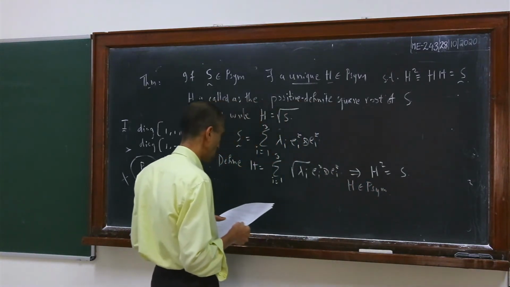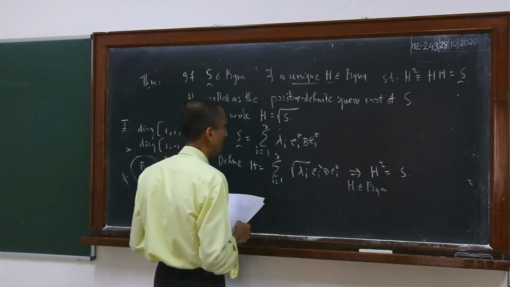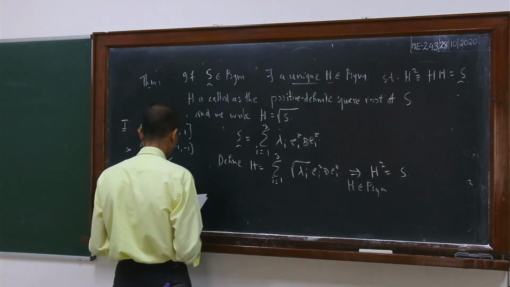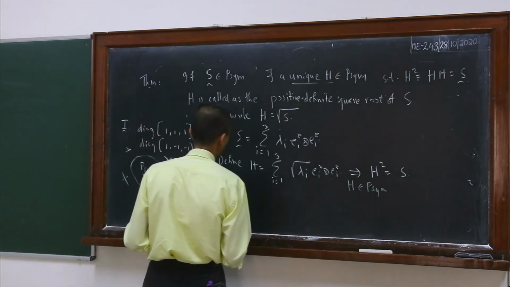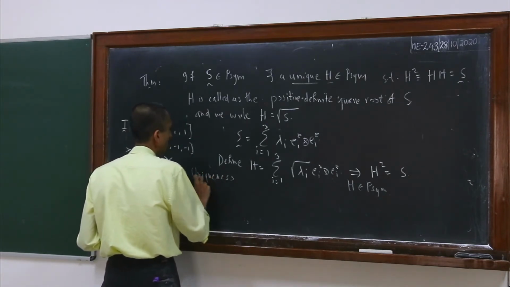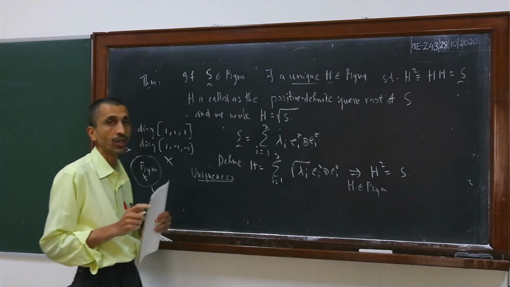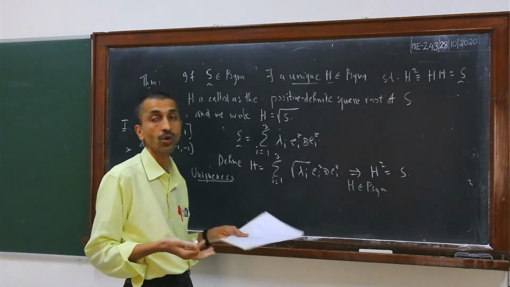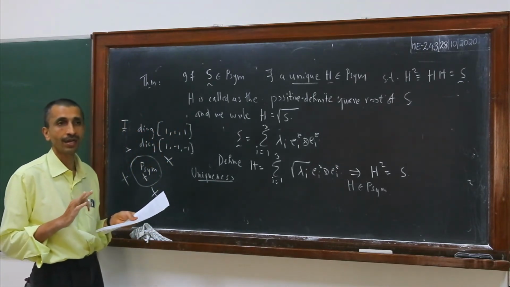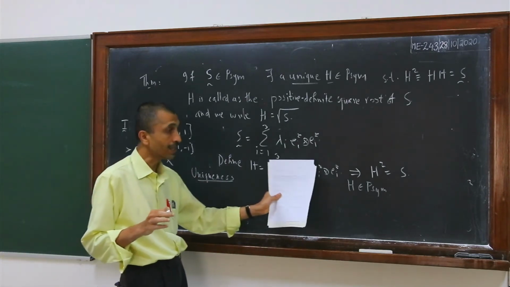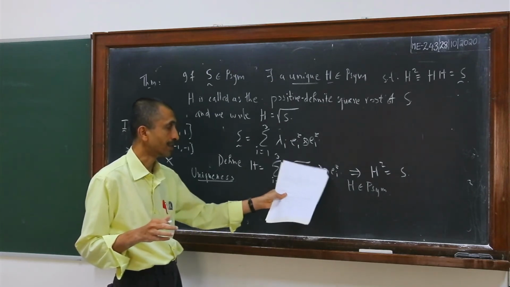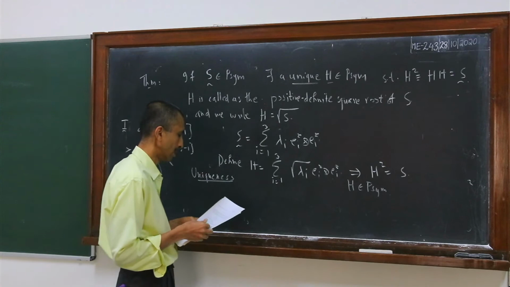Now we have to show that H is unique, that such a square root in the space Psym is unique. So let us try to show uniqueness now. Always remember that in any proof of uniqueness, first you have to show that it exists. If there is no existence, then there is no question of uniqueness. So always before addressing uniqueness, one has to show that such a tensor exists. We have shown that at least one positive definite symmetric tensor, a square root of this tensor, exists. Now we want to show that it is unique.